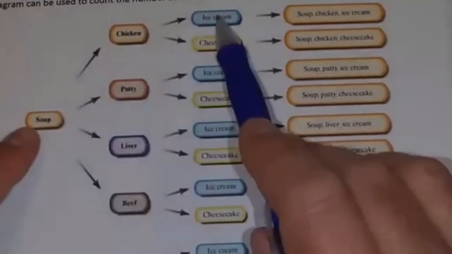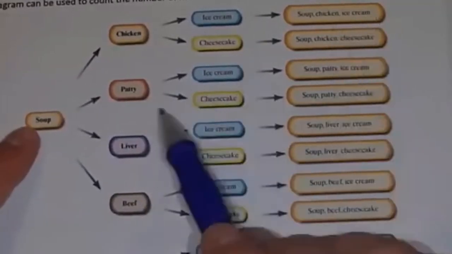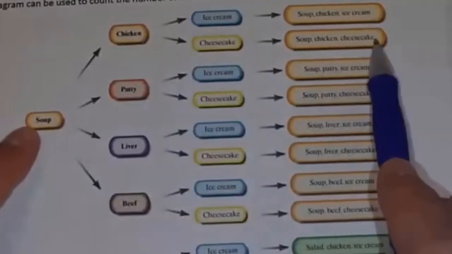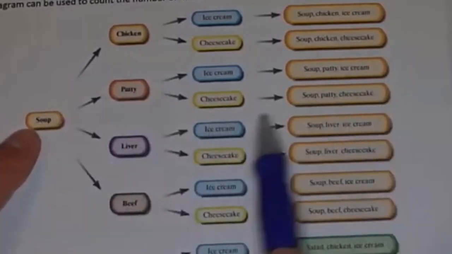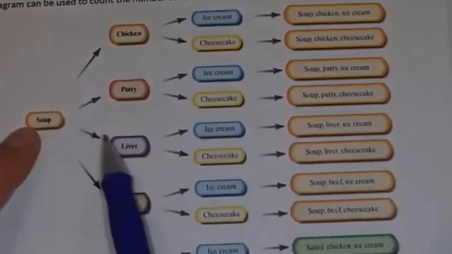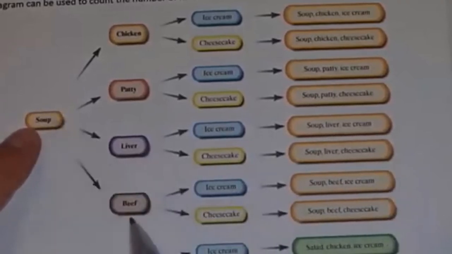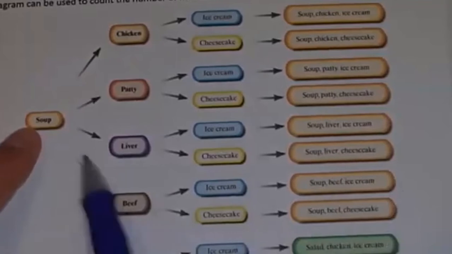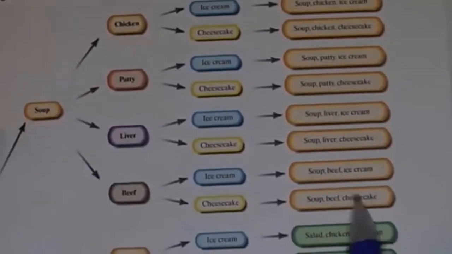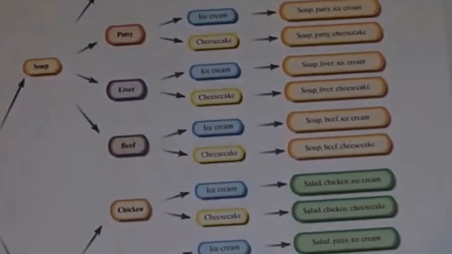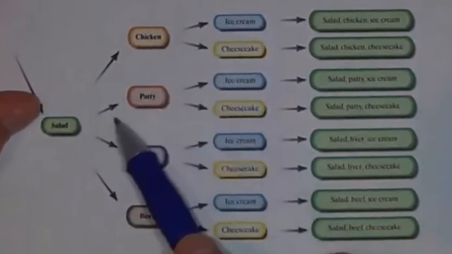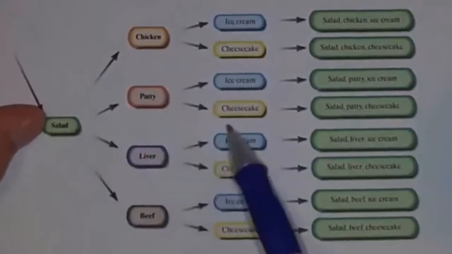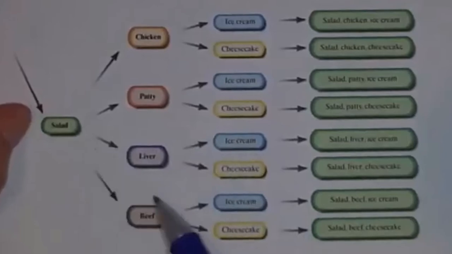So I could have soup, chicken, ice cream. That's one possible meal. Or I could have soup, chicken, cheesecake. That's another possible meal. Soup, patty, ice cream. Soup, patty, cheesecake. Soup, liver, ice cream. Soup, liver, cheesecake. Soup, and this is the roast beef, so soup, beef, ice cream. Soup, beef, cheesecake. So I'm just following the branches and thinking about all the possibilities. Salad, chicken, ice cream, salad, chicken, cheesecake, salad, patty, ice cream, salad, patty, cheesecake, salad, liver, ice cream, salad, liver, cheesecake, salad, beef, ice cream, salad, beef, cheesecake.